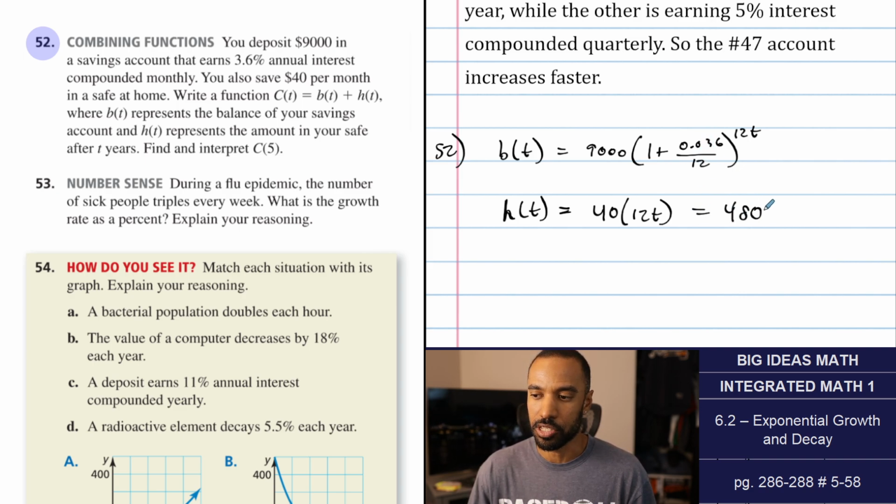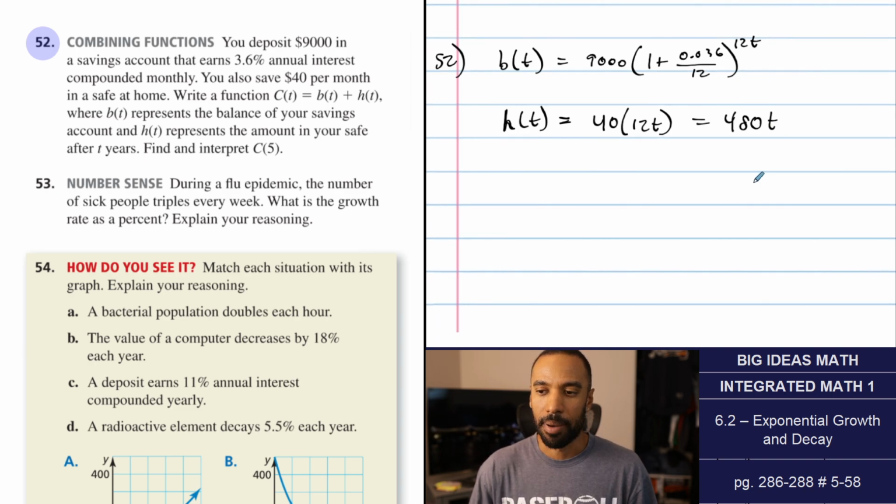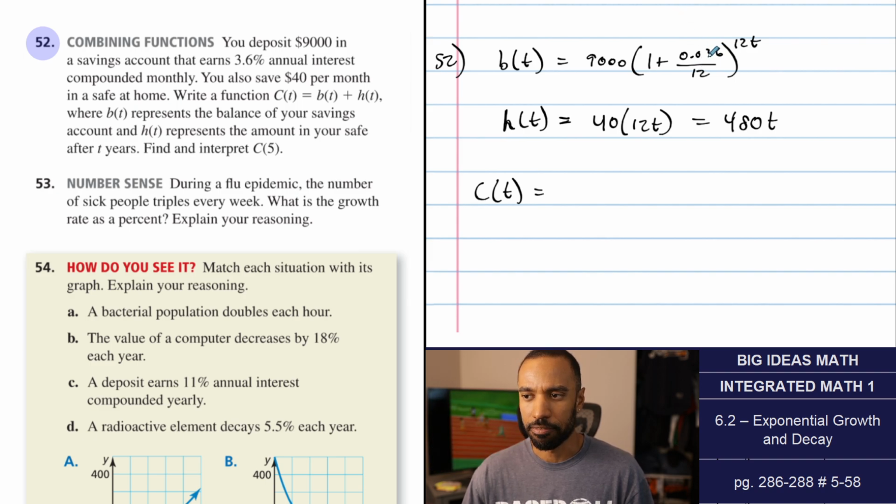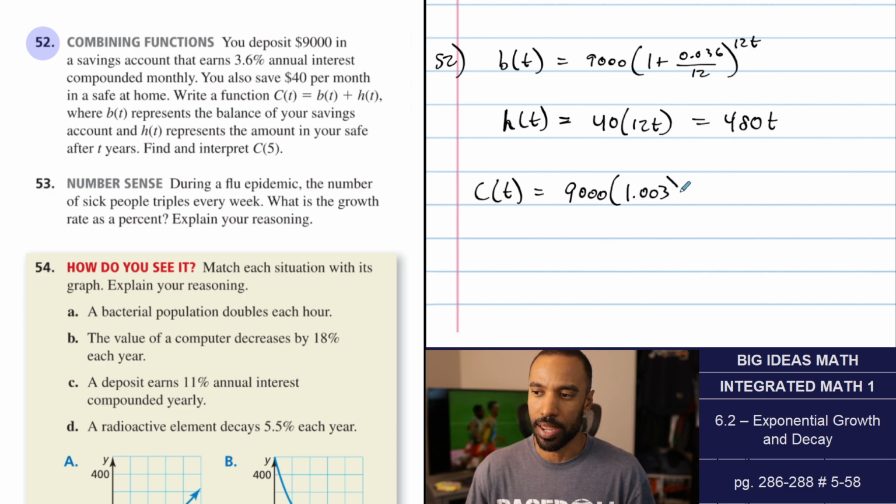This is 480t. So our combined function will be C of t equals, this is on a yearly basis still, this thing, and by the way, 0.036 over 12 simplifies to 0.003, so this will be 9,000 times 1.003 to the 12t plus 480t.